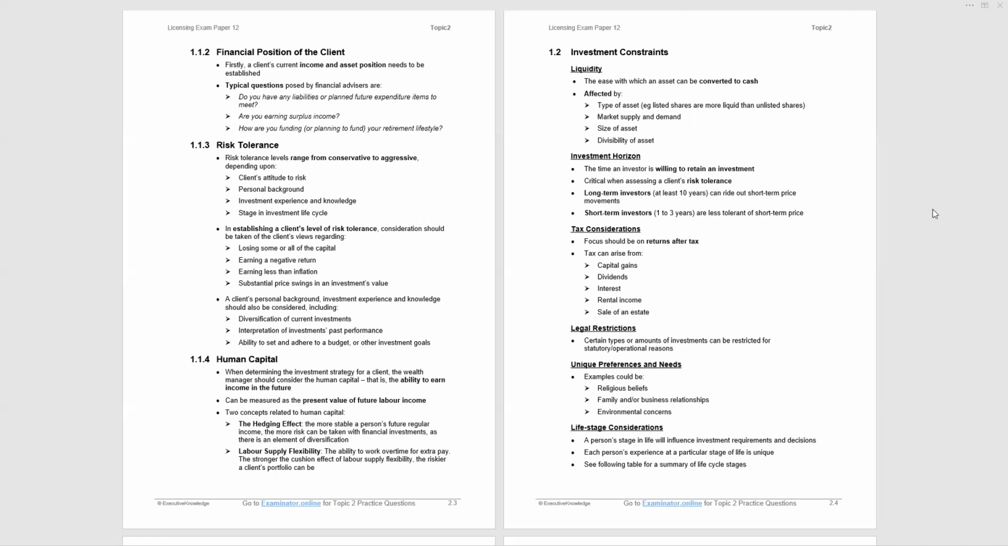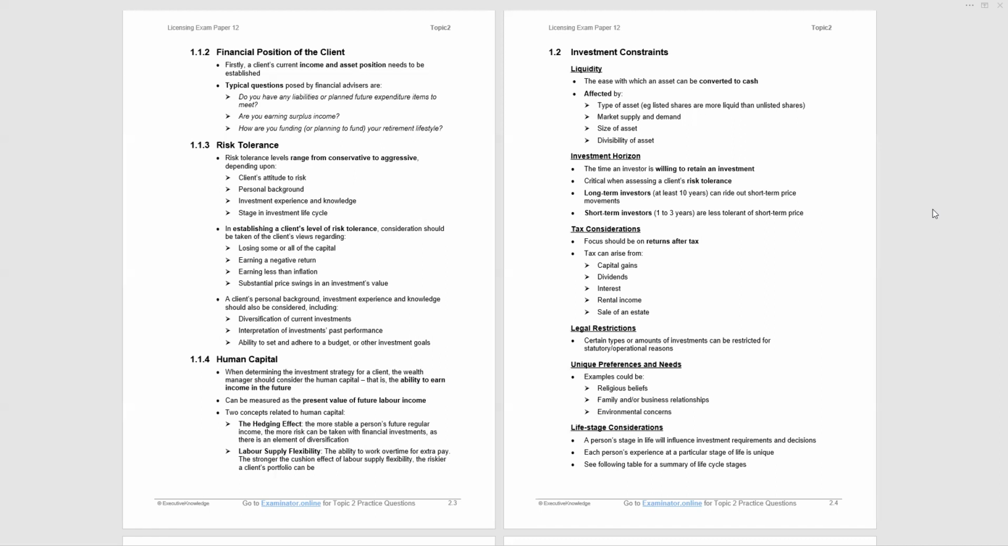The hedging effect. The more stable a person's future regular income, the more risk can be taken because you know that there will be future earnings coming and they're pretty certain. So it adds an element of diversification. Classic example would be a university professor who has tenure and is going to be working for another 20 years, almost guaranteed. That is the hedging effect.